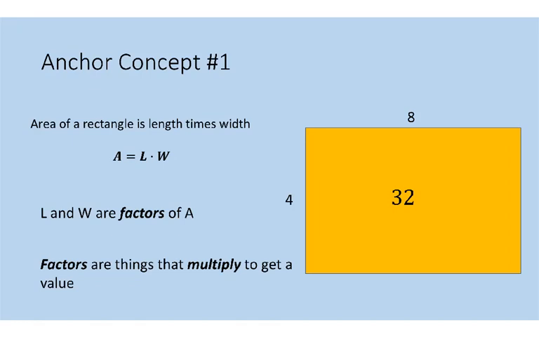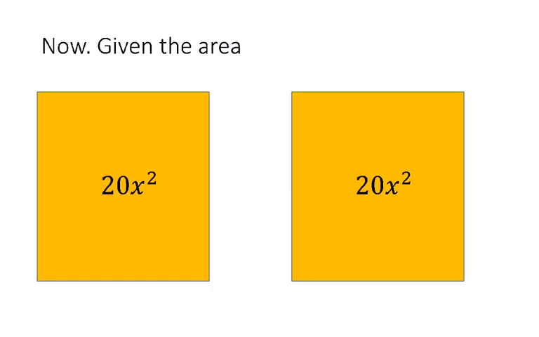So going back to this anchor concept again, the length and the width have to be multiplied together to get the area. If we had this one, there's different possibilities here. I'm going to go with 5x and 4x. Those multiply together to get 20x squared. I could also go with 5x squared, and then this would be 4. There's a lot of different possibilities on this one as well. Again, as long as they multiply together to get the area.